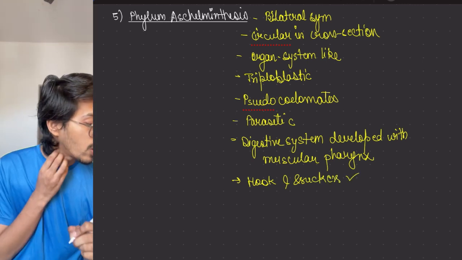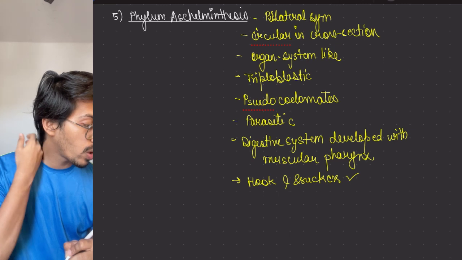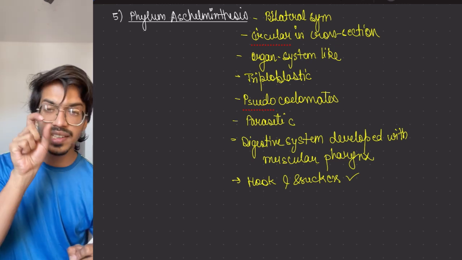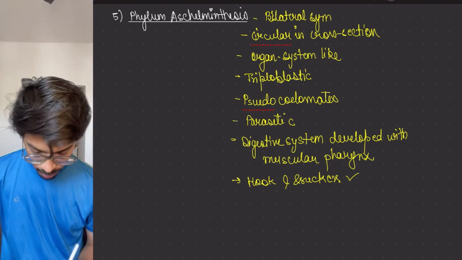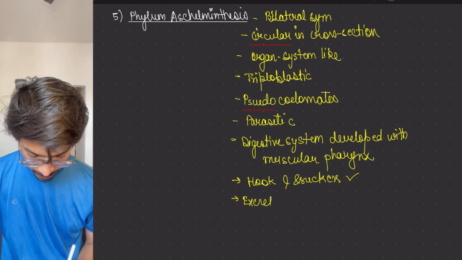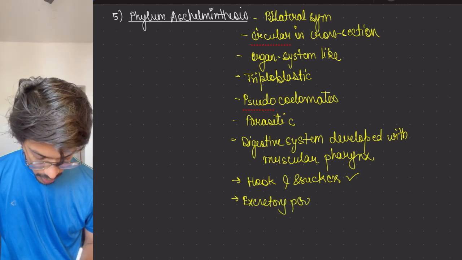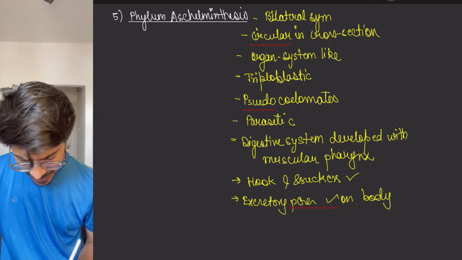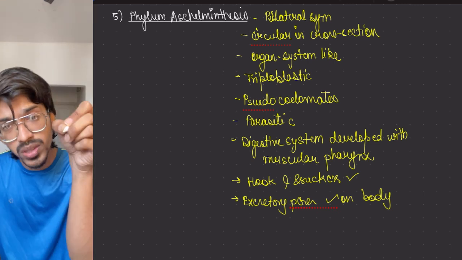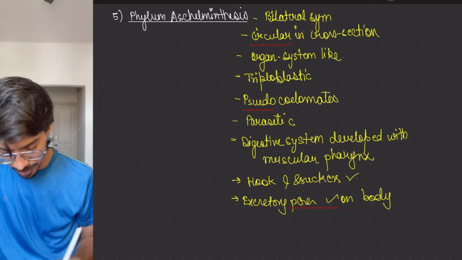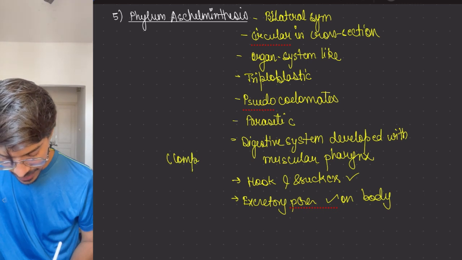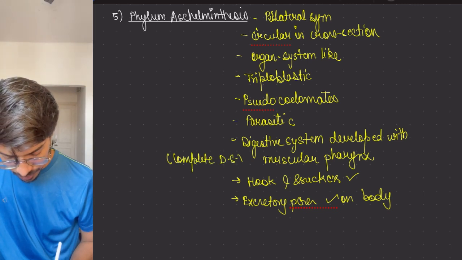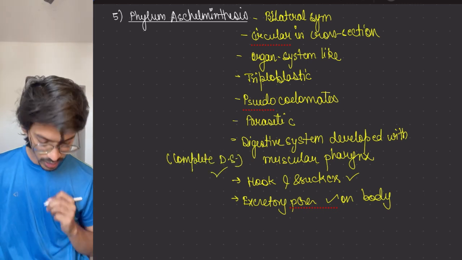The next thing is there is an excretory pore on their body, so proper excretion takes place. A complete digestive system is there, meaning mouth and anus both are present.